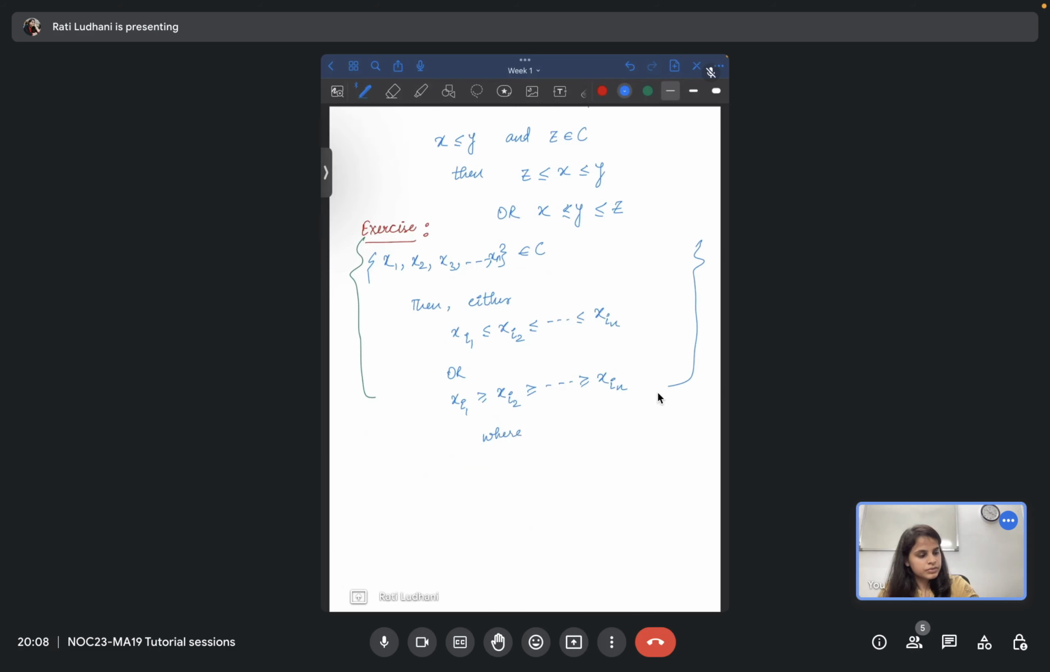Where the i_j's belong to 1, 2, 3. Okay, and these are distinct. Like if you have i_j, it's not equal to i_k. Or maybe you can write it with equality too, so we can repeat it, but let's take the not equal thing. So just try to prove it. That is a general thing.